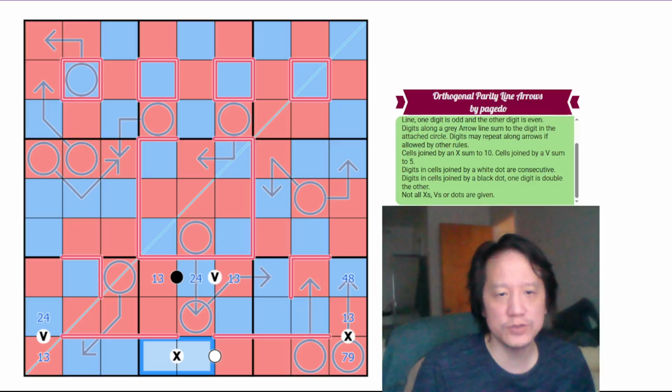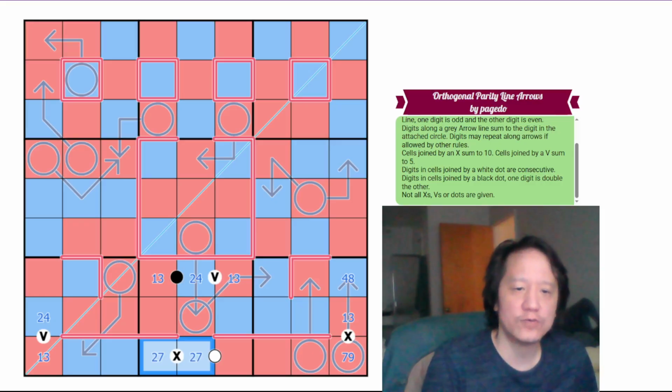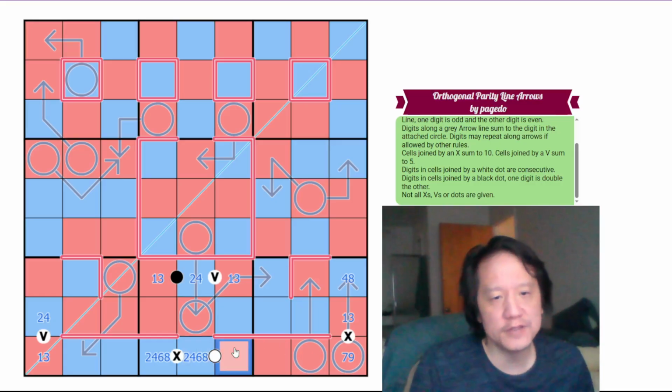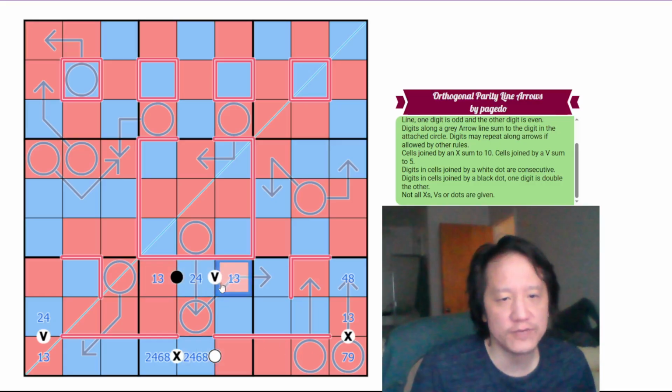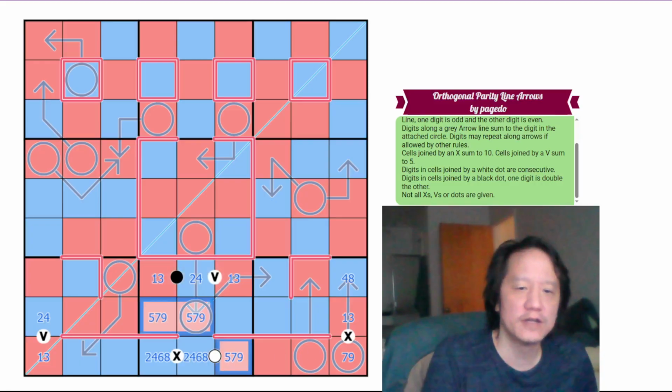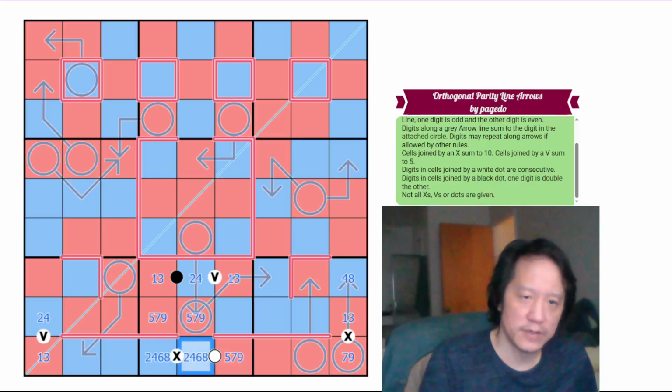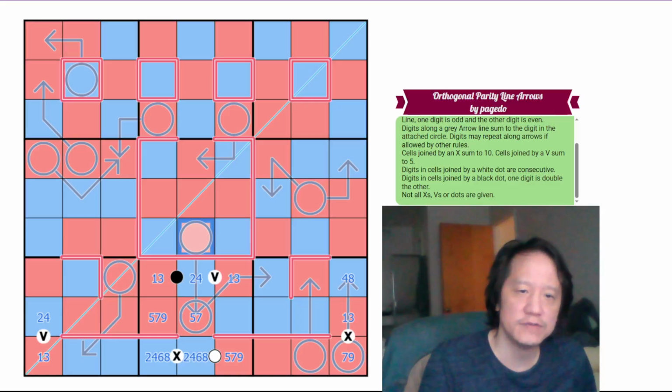Because this is 2, 8, or 4, 6, adding up to 10. And this digit cannot be 1 or 3 because of the 1-3 pair in the box. So these are 5, 7, or 9. This can't be 9, because if it were 9, 9 plus another digit never adds up to a single digit. So this is either 7 or 9 here.